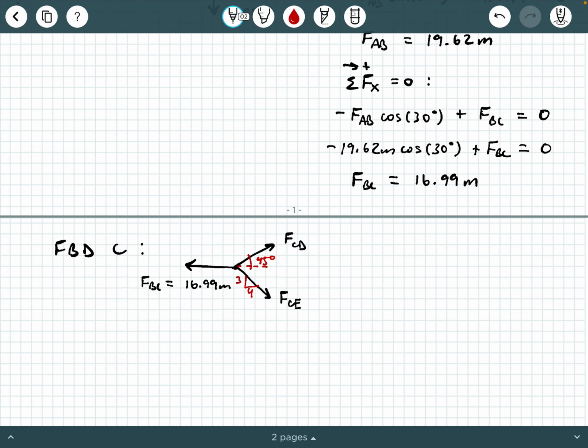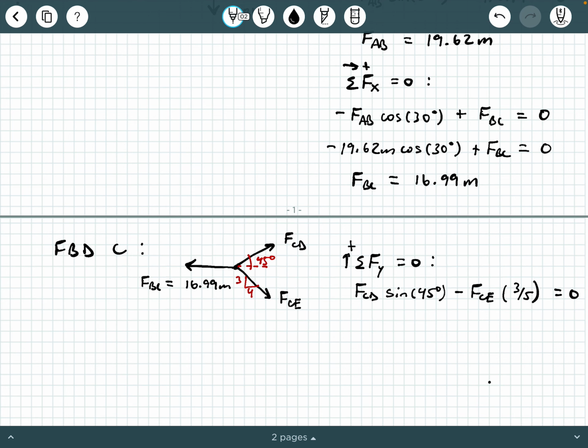All right. So now what I'm going to do is, now that I'm at a new particle, particle C, I'm going to apply my two force equilibrium equations again, but now at particle C. So I'm going to start with sum of the forces in the y direction equals 0, and we say things pointing up are positive. And so I can say FCD times the sine of that 45-degree angle minus FCE times 3/5 equals 0.